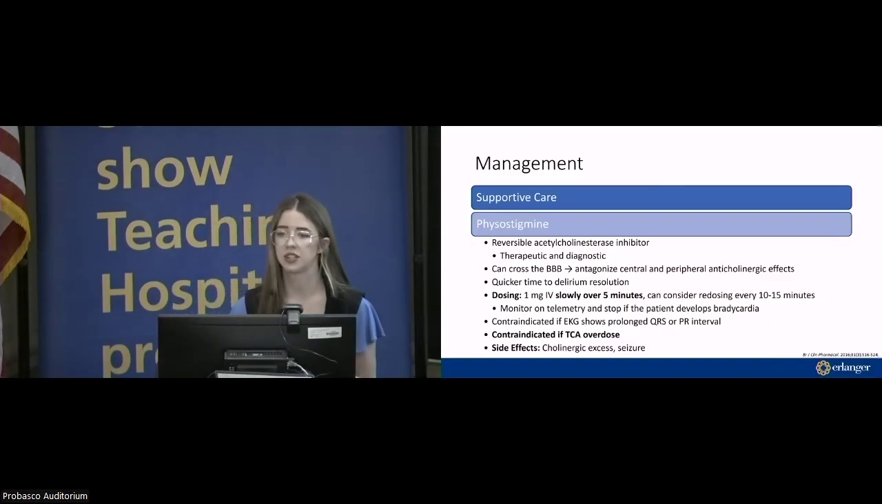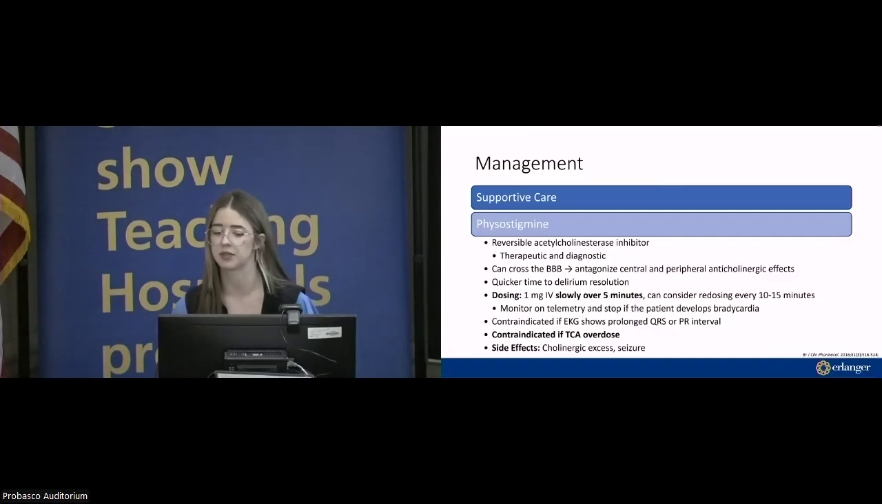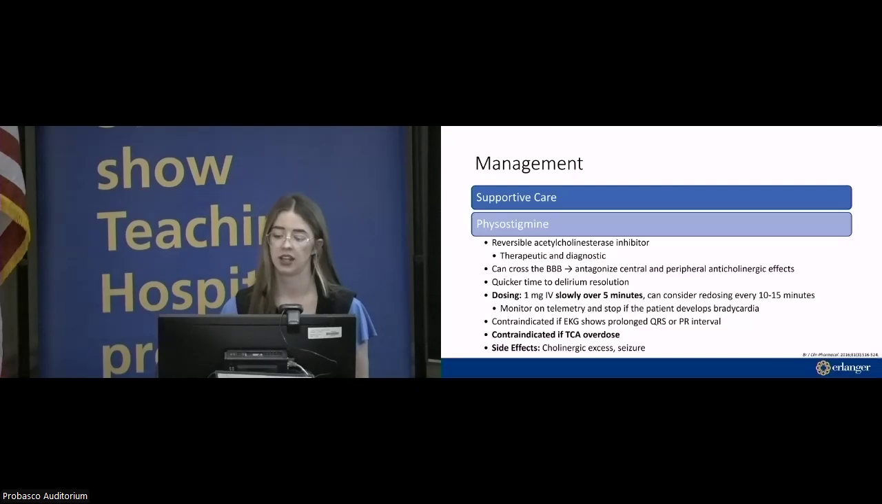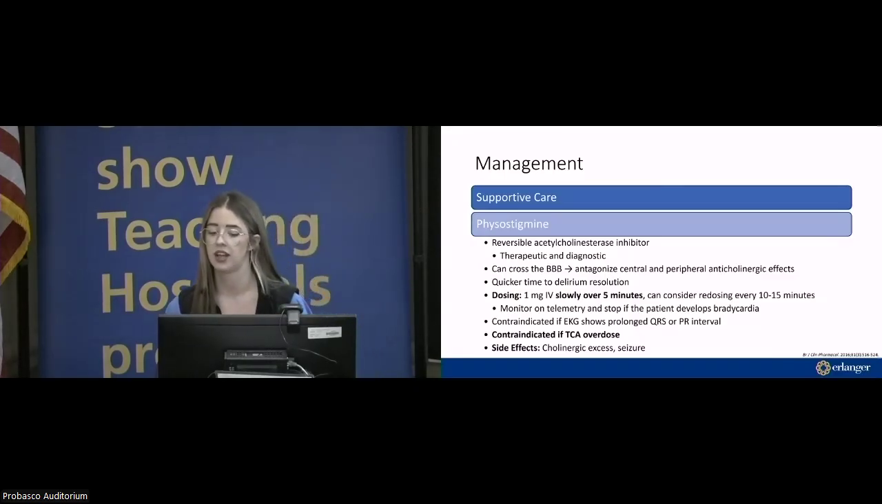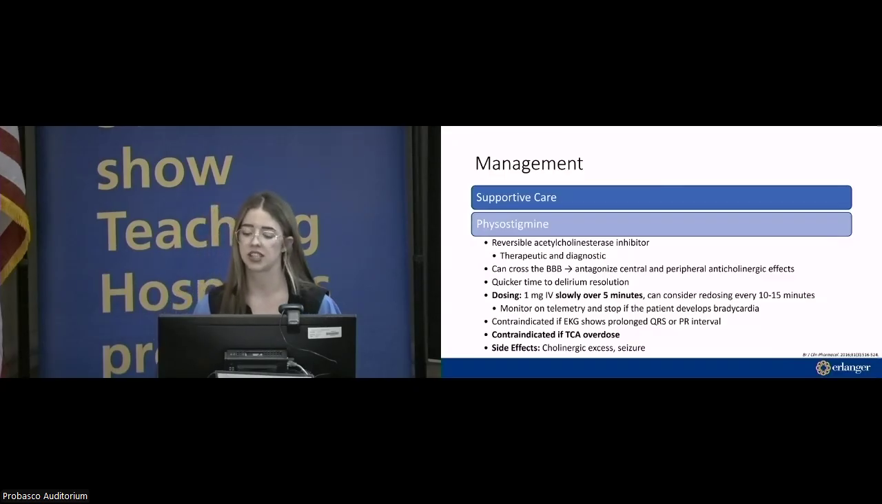The typical dose is 1 milligram IV given slowly over 5 minutes with the option to repeat every 10 to 15 minutes if symptoms persist while monitoring on telemetry. You want to stop if the patient develops bradycardia. Importantly, physostigmine is contraindicated in TCA overdose or if the EKG shows QRS or PR prolongation because of the risk of precipitating arrhythmias. And side effects are essentially anticholinergic excess, bradycardia, increased secretions, and rarely seizures.